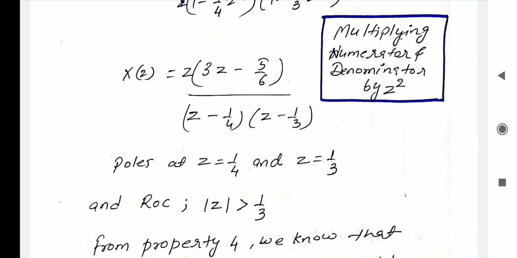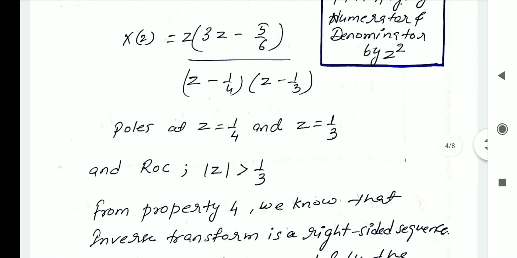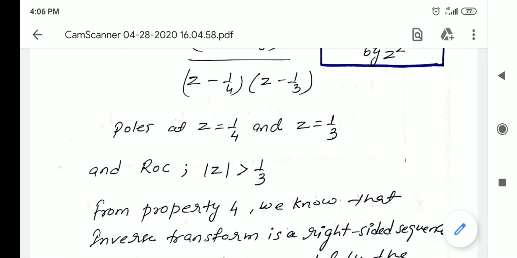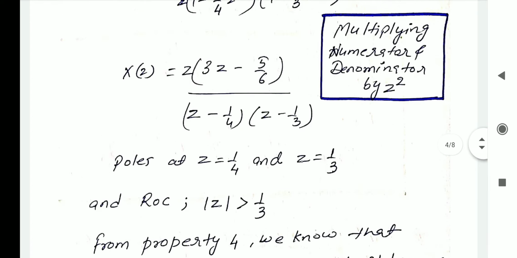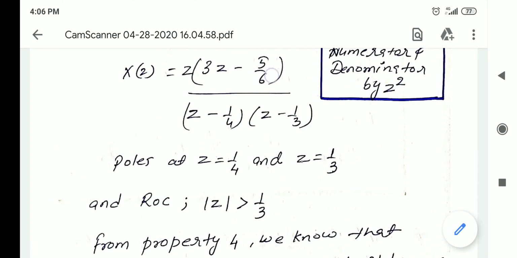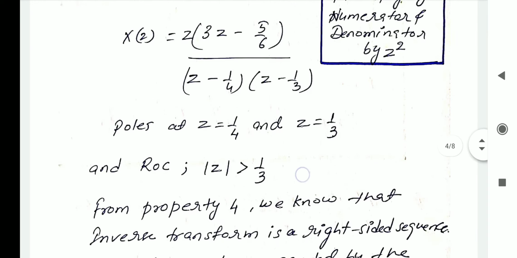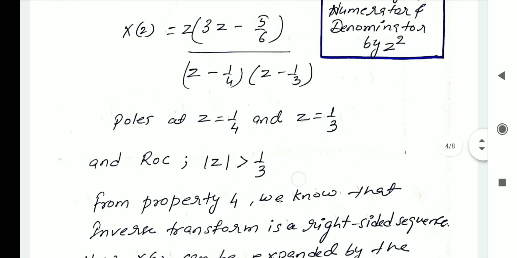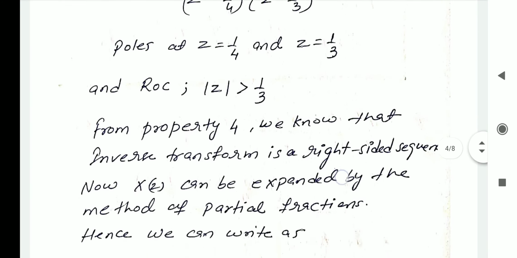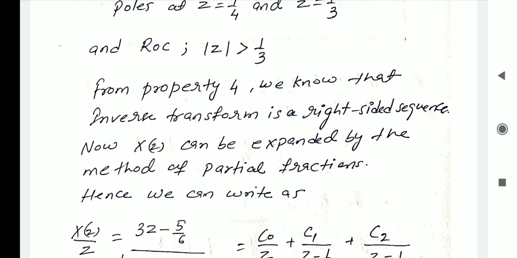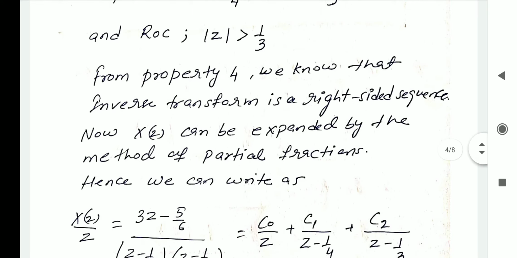Now from this expression we can conclude that we are having two poles, one at 1 by 4 and one at 1 by 3, and we are having two zeros, one at z equals 0 and one at z equals 5 by 6. The ROC which is given to us in part A is mod of z greater than 1 by 3. Now from property 4, we know that any value which is after this maximum value of pole will always be there in the ROC. So we know that the inverse transform is a right-sided sequence.